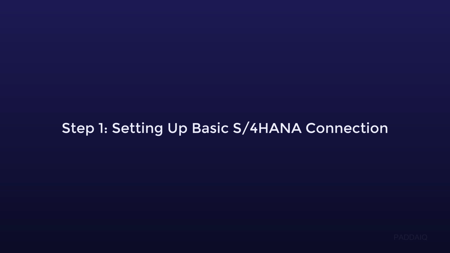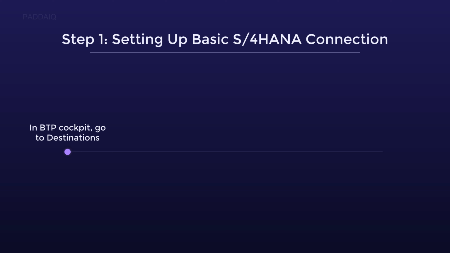Step 1. Setting up the basic S/4HANA system connection. In BTP Cockpit, go to Destinations. This is where you configure secure connections to external systems like S/4HANA. For instance, you might set up a destination to pull customer data for a sales report. This initial step establishes the foundational link for your integration projects.